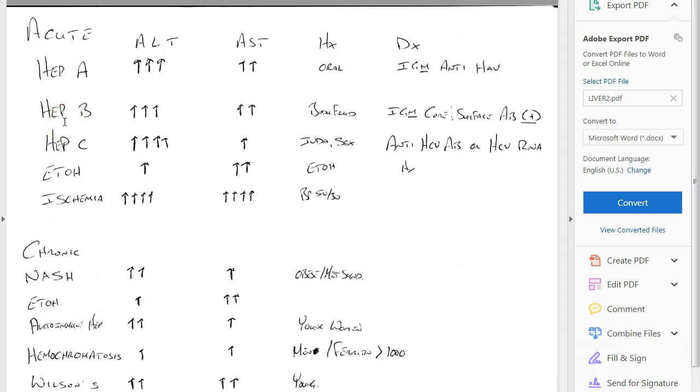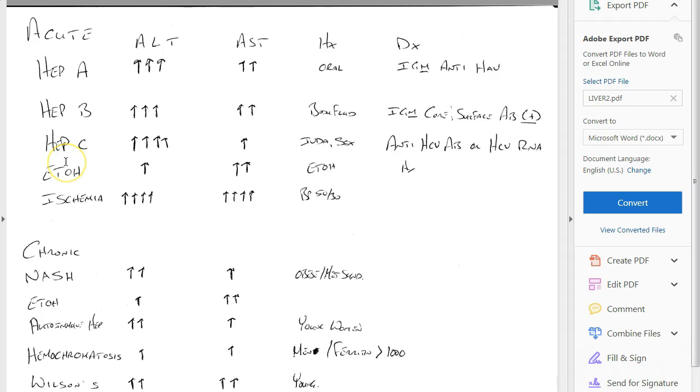Alright, Hep B, very similar to Hep A, acute Hep B I should say. Big spikes in your ALT, you'll have some spike in your AST. History, usually transmitted through body fluid. You will have positive IgMs because the patient is still miserable, actively has the disease. And your core and surface hepatitis B antibodies will be positive. So, that's acute Hep B.